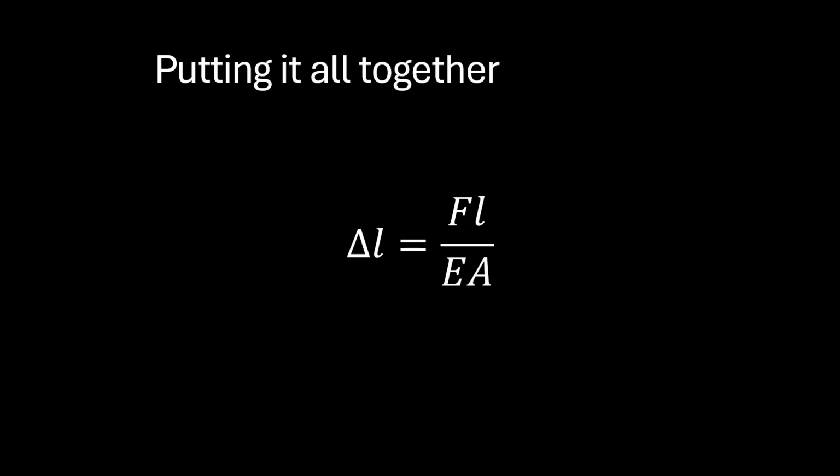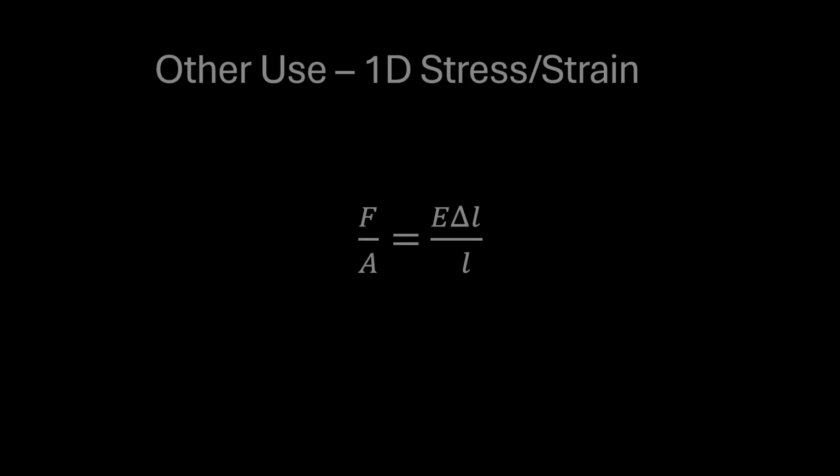So if we put it all into one equation, we have delta L equals FL over EA. Force F and our original length L are on the top in the numerator because the higher your force or the higher your original length, the easier it will be to get it to stretch. And the E and A are on the denominator because the higher those values are, the harder it will be for the material to stretch. And this should feel pretty intuitive.